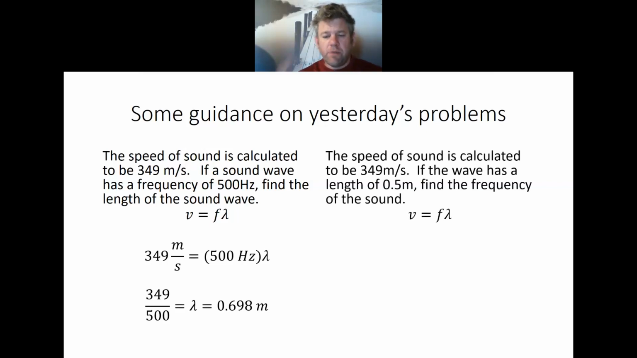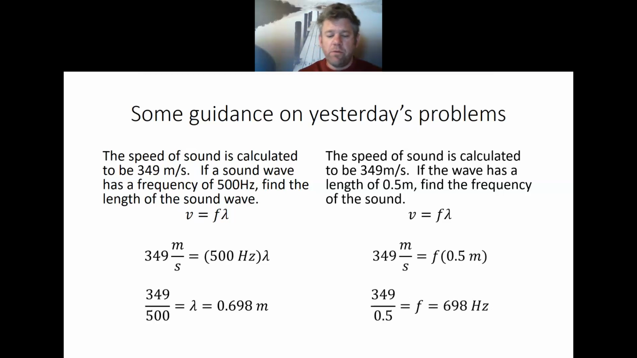The other problem we saw yesterday, the difference became the length of the wave. The length of the wave was half a meter long. So we plug that in similar to what we did on the other side. The only difference is now we're solving for frequency. We've got our wavelength being half a meter and our velocity being 349 meters per second. When we divide all this together, we find out that our frequency is 600 hertz.